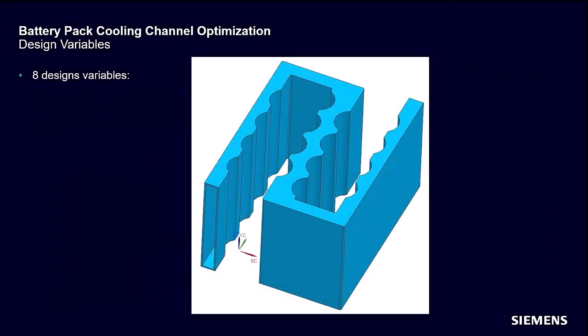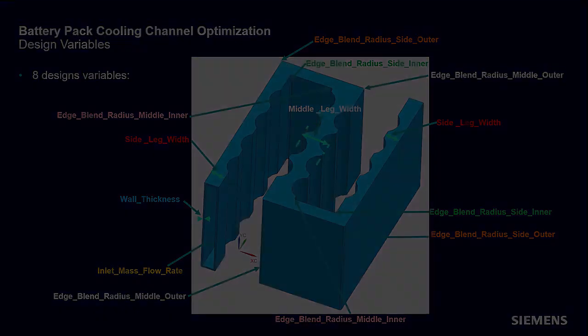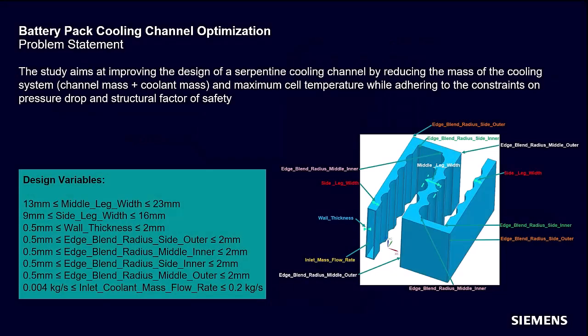This study has a total of 8 variables. 2 of these variables control the width of the side and the middle portion of the channel, while the edge plane radii of each corner are also considered as design variables. These variables have been defined in a way that ensures the resulting channel design is symmetric. The variable wall thickness controls the thickness of the channel wall, while inlet mass flow rate controls the mass flow rate of the coolant into the channel. To achieve our goal of reducing cooling system mass and peak cell temperature, the following variable ranges were set.